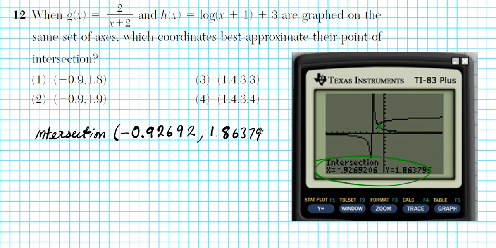I'll just leave it like that. Okay. All right. So if we round it up to one decimal, well, let's see. You round it to one decimal place. That's what's done in the options here. So if we round it to one decimal place, we're going to have negative 0.9, comma 1.9. Okay. So this is the value of the intersection, and we can clearly see our answer is option number 2.